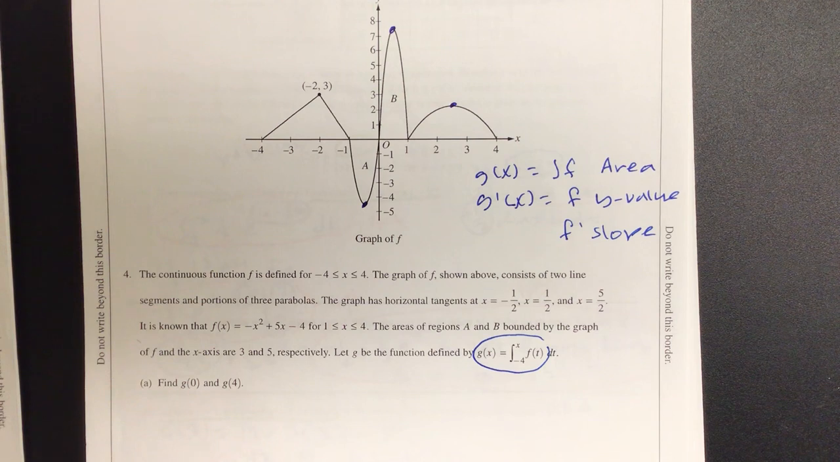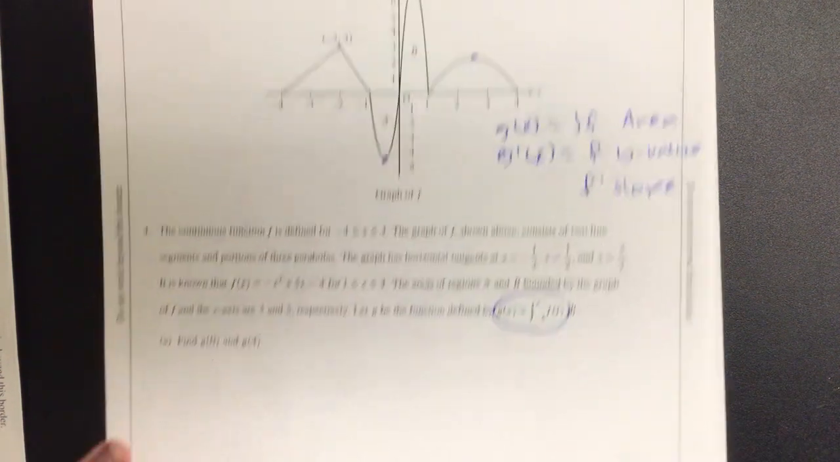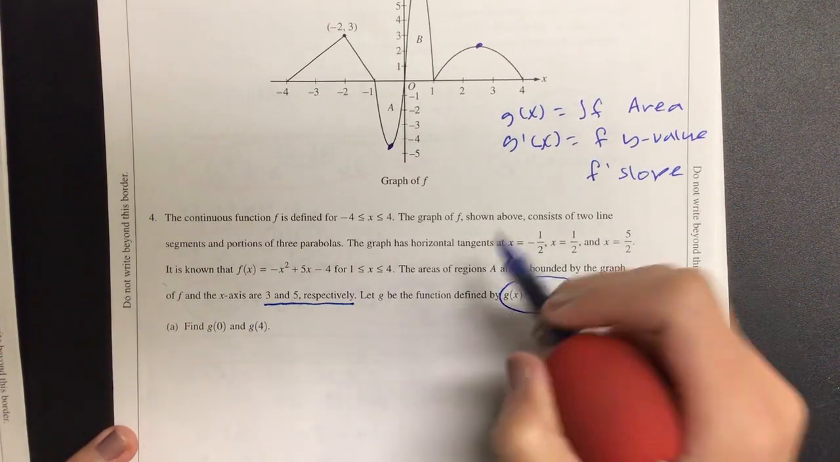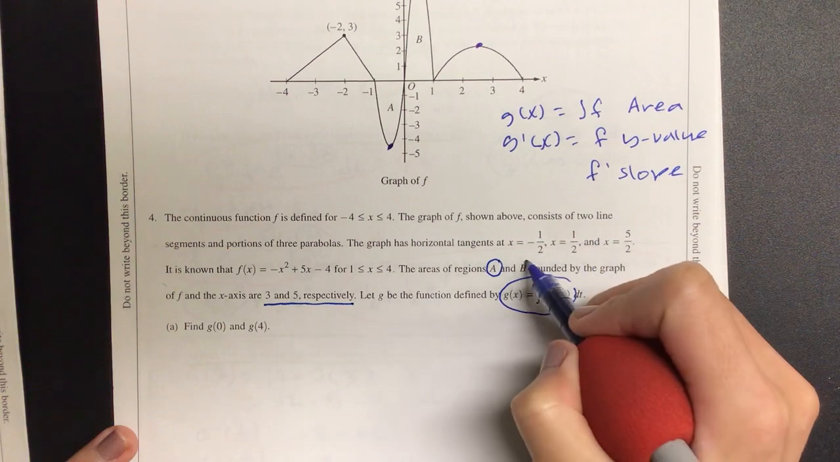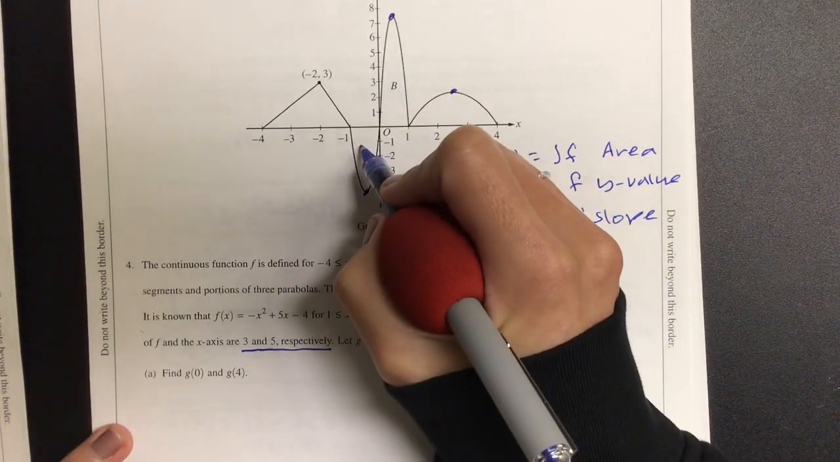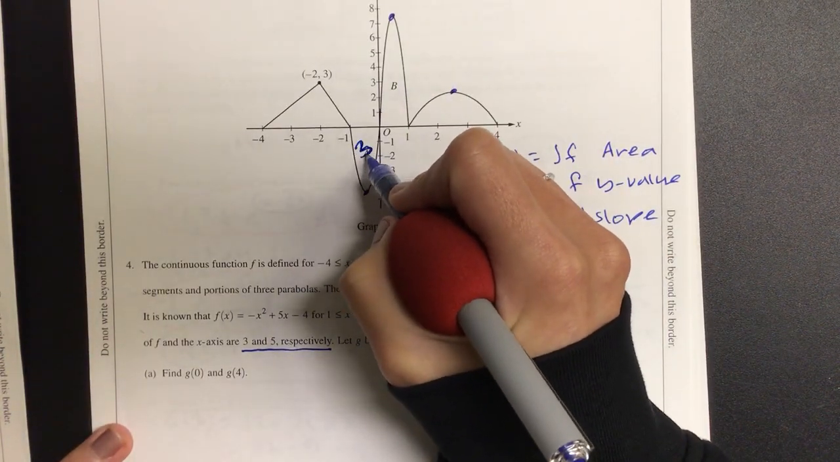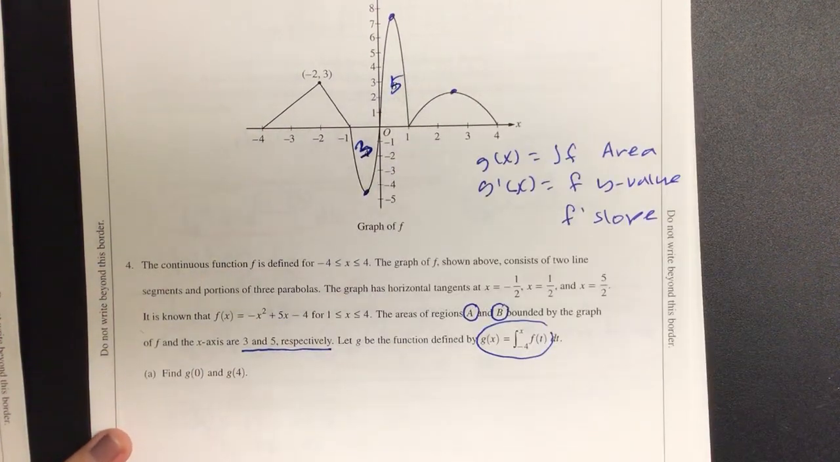And they already gave us our two regions. They said area of the region A and B is 3 to 5 respectively. The word respectively means in that order. So A is going to be 3 and B is going to be 5. So the area of A is 3. Area of B is 5.